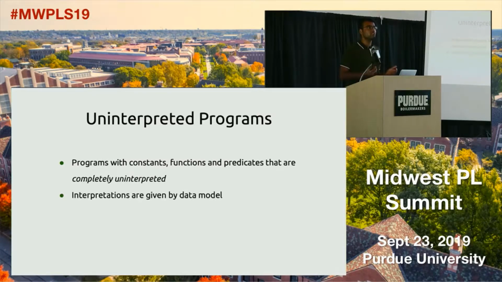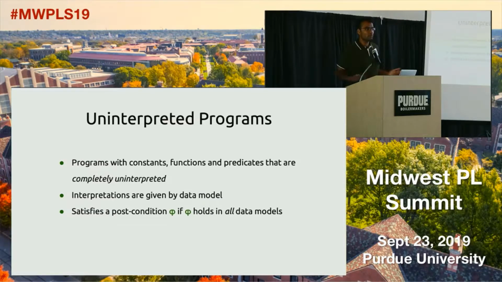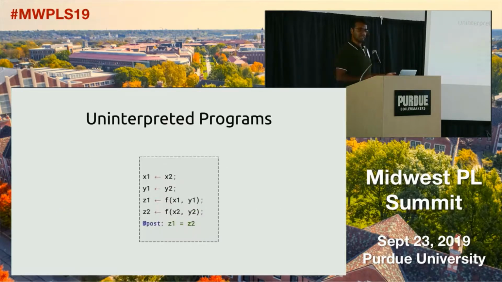These interpretations are data models. So these programs are meant to work over arbitrary data models. Data models are like first-order structures, and these structures come with their own interpretations for these symbols. And now the verification question is essentially, is it the case that over all these data models, some postcondition holds true?